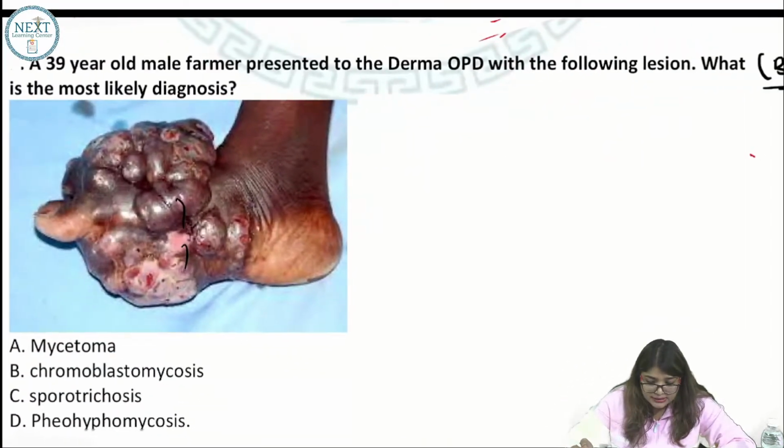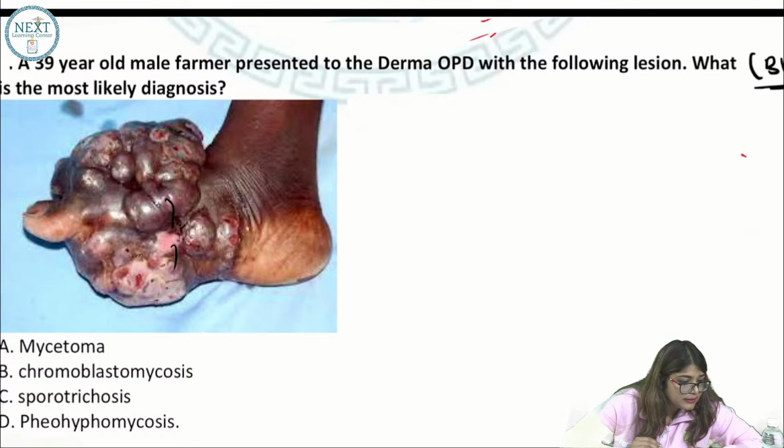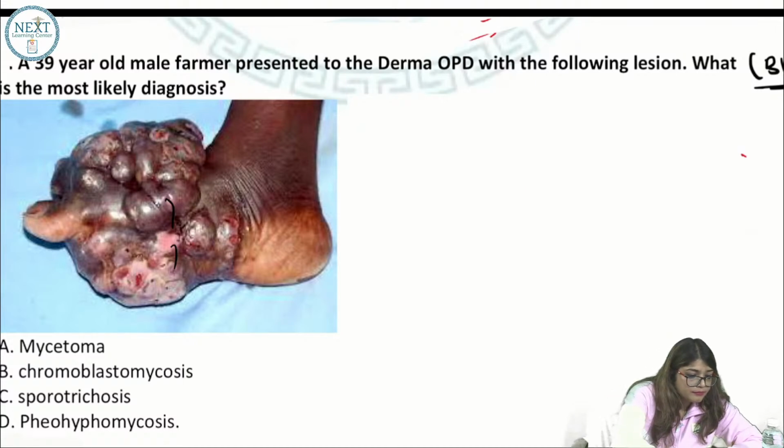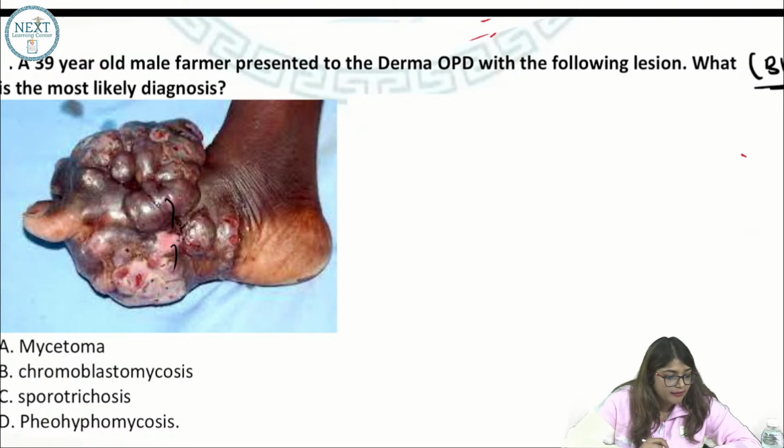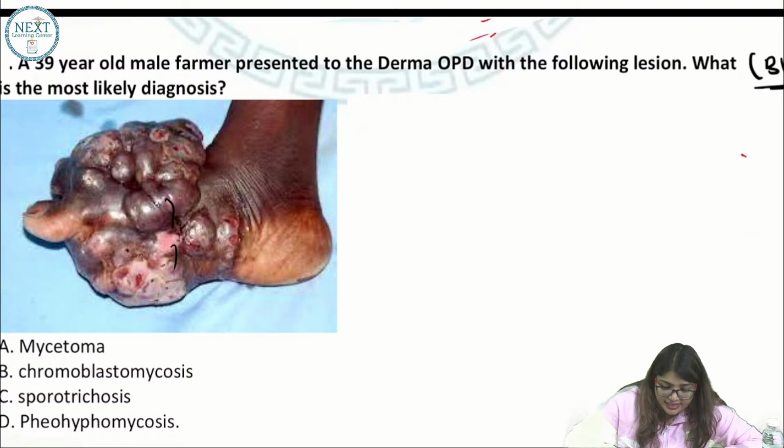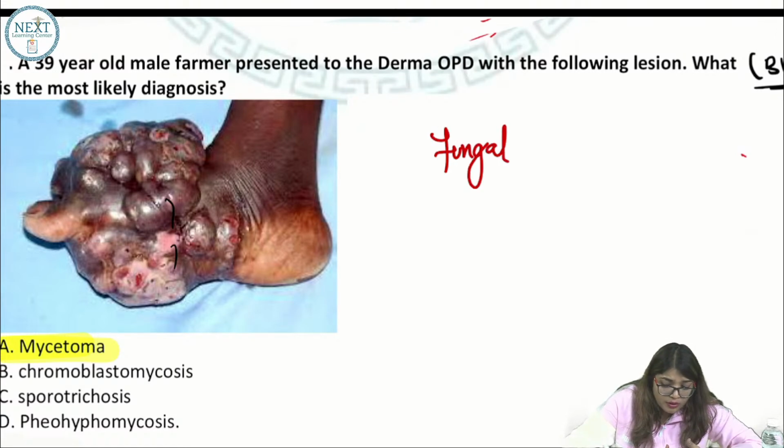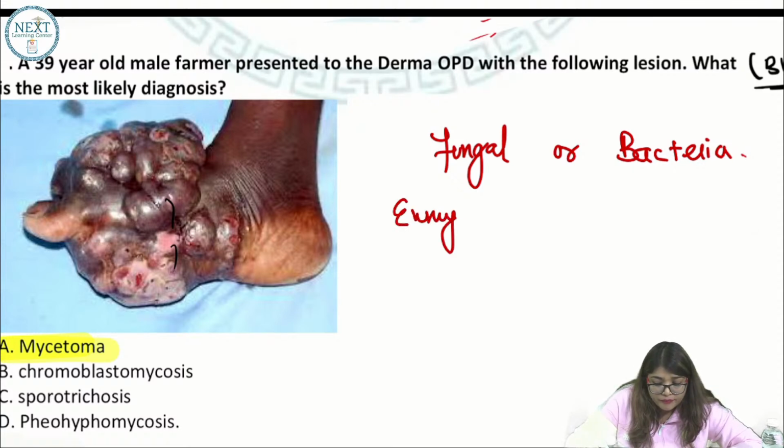Now look at this. What is this? Yes, so tumor-like growth is seen, it is mycetoma. What kind of infection is this? It can be either fungal or, what? Or bacterial, right? What is the cause of bacteria? It is for fungal, it is mycetoma.